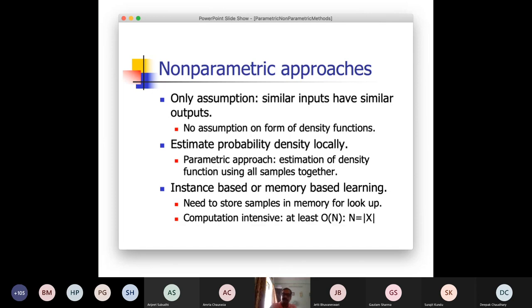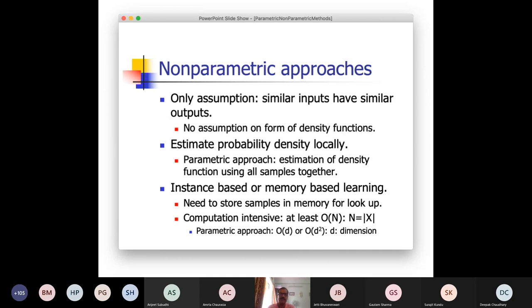But that's why it is very computation intensive, because if you have n data points, you require at least linear memory space, and in the computations also sometimes it may be linear. But when you have a parametric approach, once the parameters are obtained, the computation becomes simpler. Estimation of parameters is a one-time job.